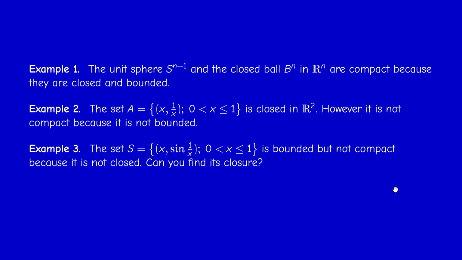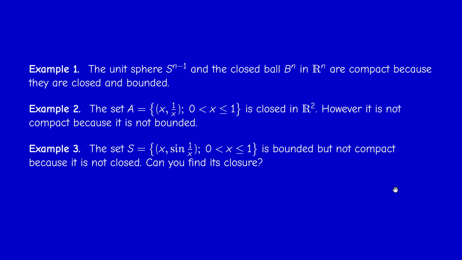A more interesting set: the graph of sine(1/x) for x between 0 and 1. This set is bounded because x is bounded between 0 and 1, and sine is bounded between minus 1 and 1. So S is contained in a square, so it's bounded. However, it's not compact because it's not closed. Why is it not closed? You tell me. We have to find a sequence in S converging to a point not in S. And as a challenging exercise, find the closure of S. What is it exactly? We'll get back to this important example in the next chapter.